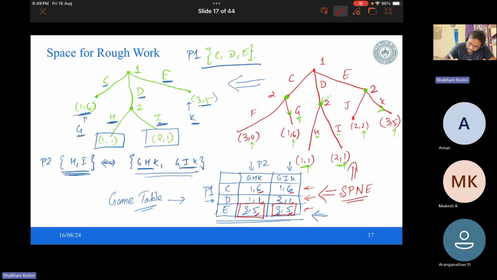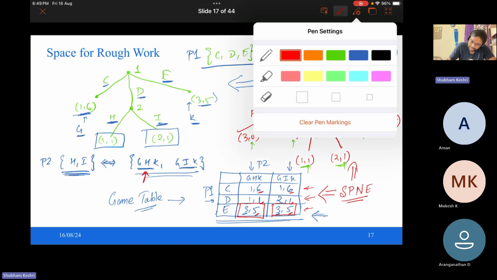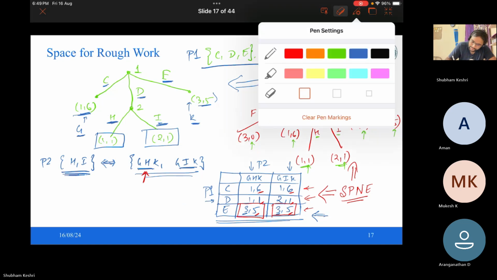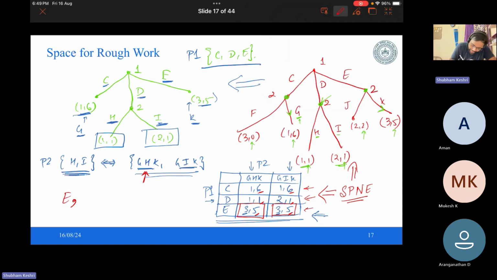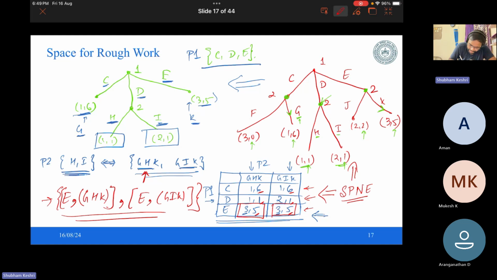What are the strategy sets? You see, player 1 will play E. So I'll just write it somewhere. I'll just erase it. Player 1 is playing E and player 2 is playing GHK. And the second one is player 1 is playing E and player 2 is playing GIK. So these two are the subgame perfect Nash equilibrium. Is this all right?